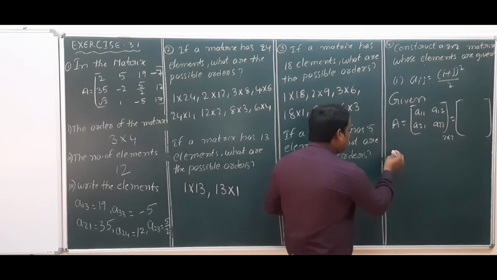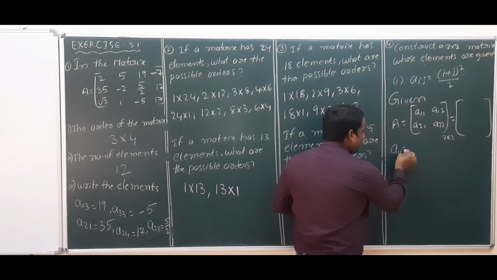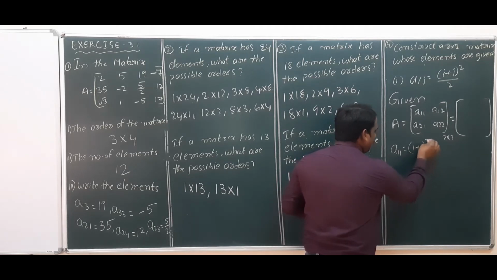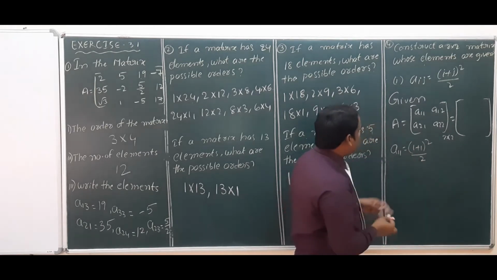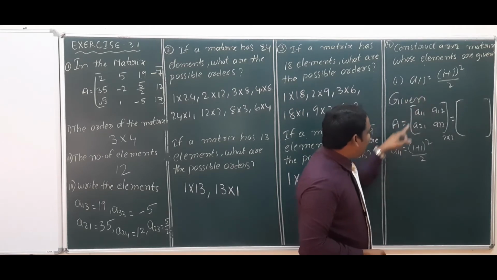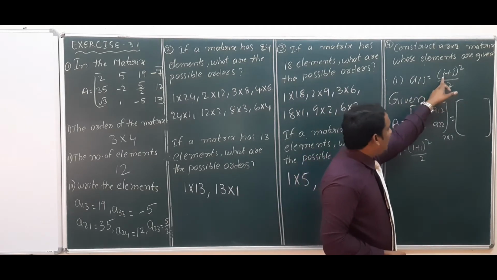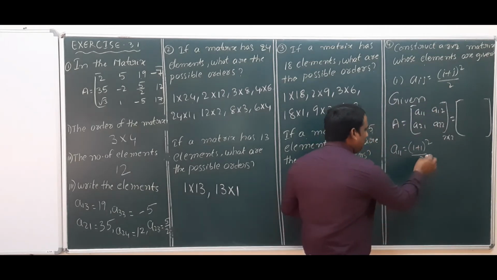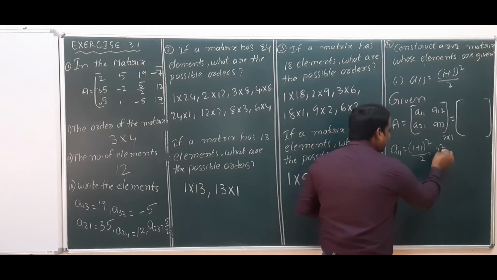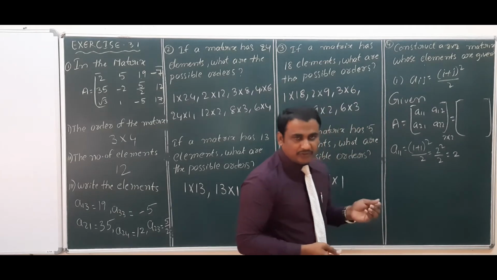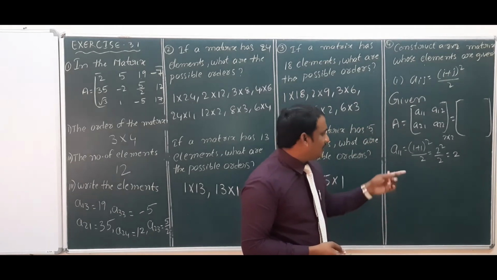Like that, find out A11. A11 means you can write (1 plus 1) whole square by 2. Substitute in the above expression: i value is 1, j value is 1, so (1 plus 1) whole square by 2. 1 plus 1 is 2, so 2 square by 2. 2 square is 4, and 4 by 2 cancels to give 2.